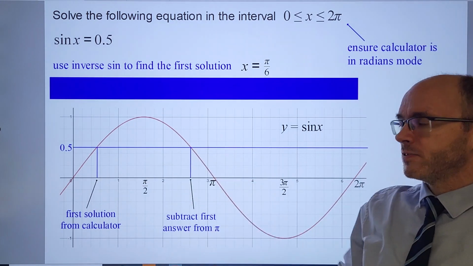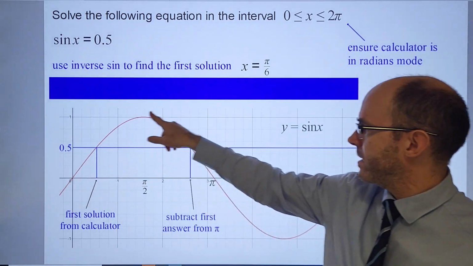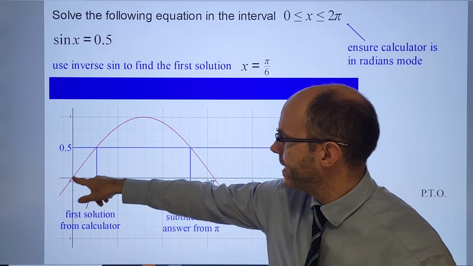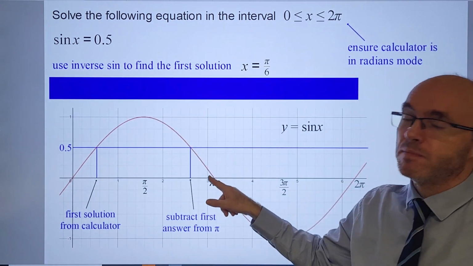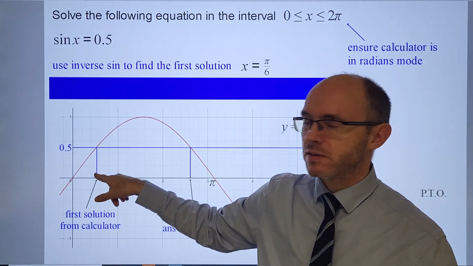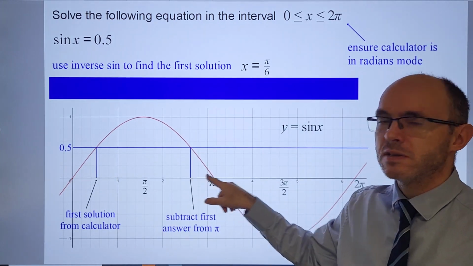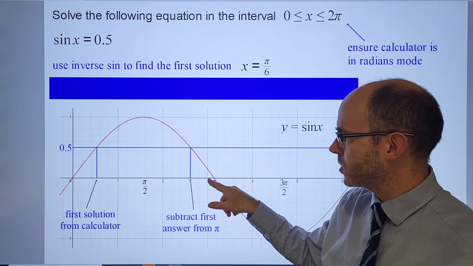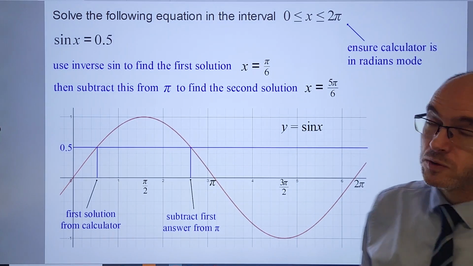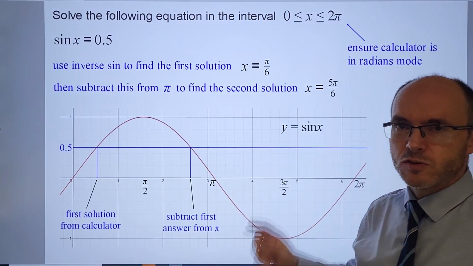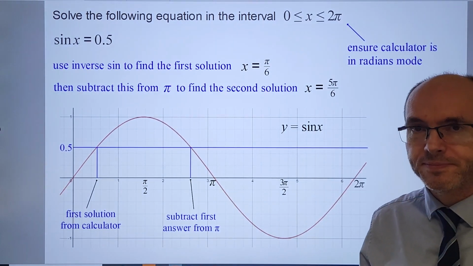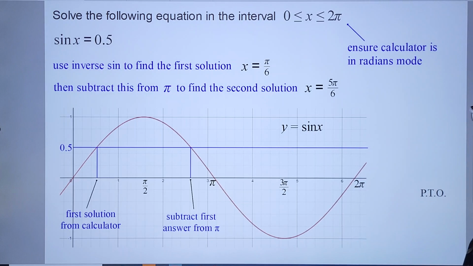So on the sine graph, use the symmetry: between here and here, it goes up at the same rate as it comes back down again. In other words, from here to here is the same as here to here, but backwards. So this distance of pi over 6 will be the same as this distance here, also pi over 6. So you'll do pi subtract pi over 6, and your second solution will be 5 pi over 6. You just type in your calculator pi subtract pi over 6 and get your second solution. That's a sine graph example.